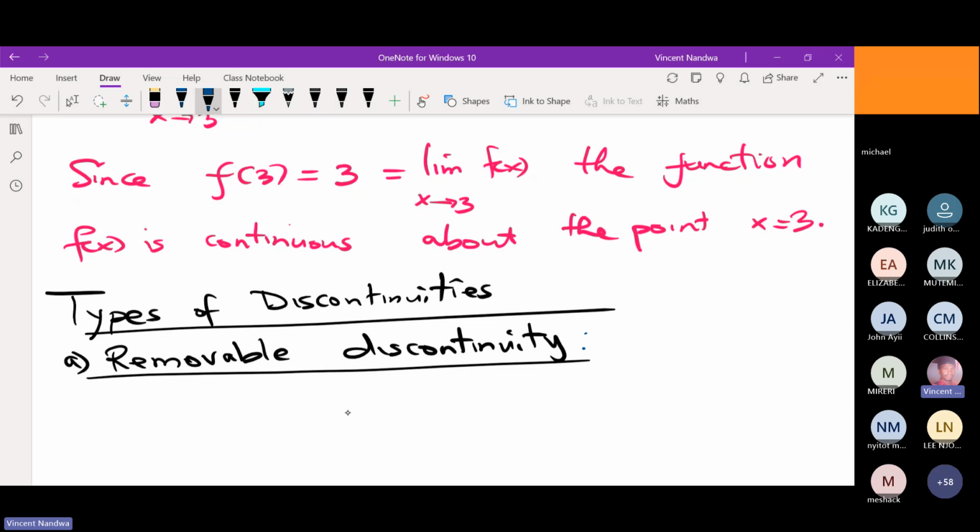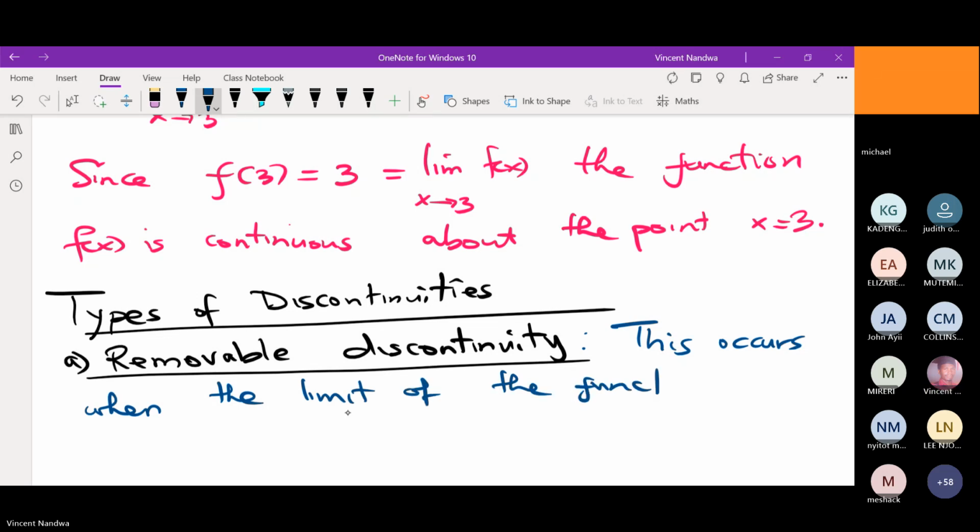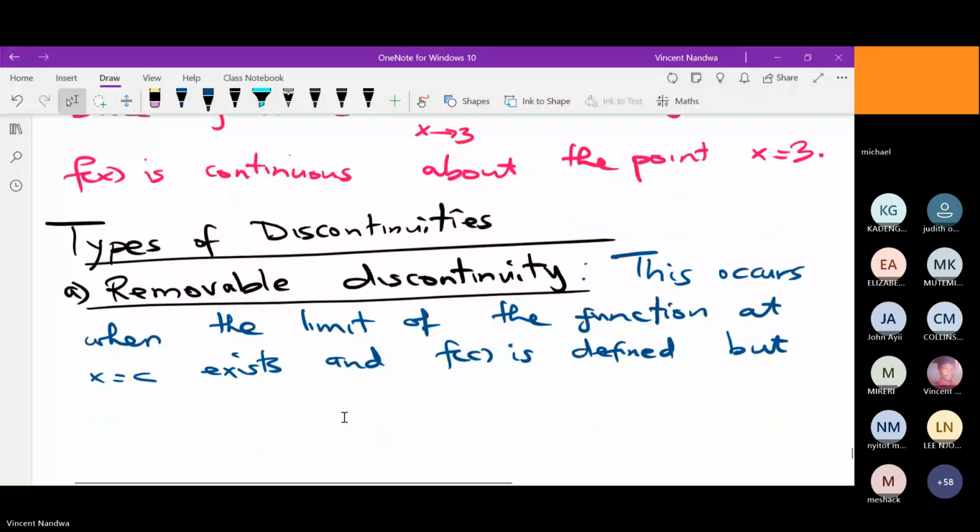So this occurs when the limit of the function at x equals c exists, and f of c is defined, but f of c is not the same as the limit as x approaches c of f of x.